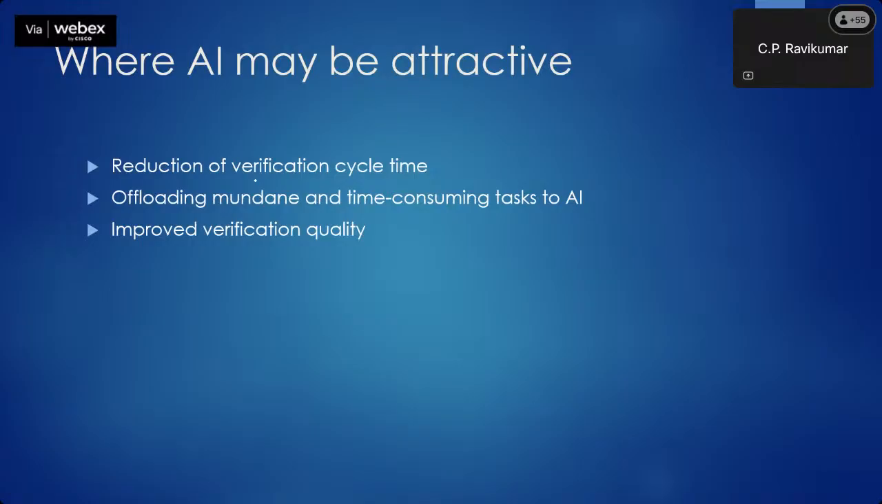and also maybe it can help with very difficult and mundane tasks. See, there is constraint random verification, etc. After some time it becomes very boring, right? You just keep trying different seeds, etc. It's a very boring kind of work. So maybe some of this can be offloaded to AI, and maybe it also helps you improve the quality. Maybe you are achieving 82% coverage. Maybe with this you may be able to achieve higher coverage.